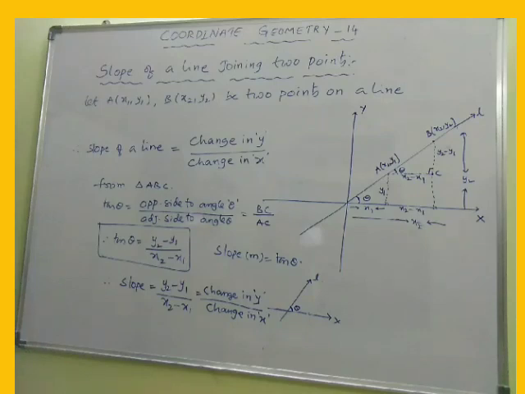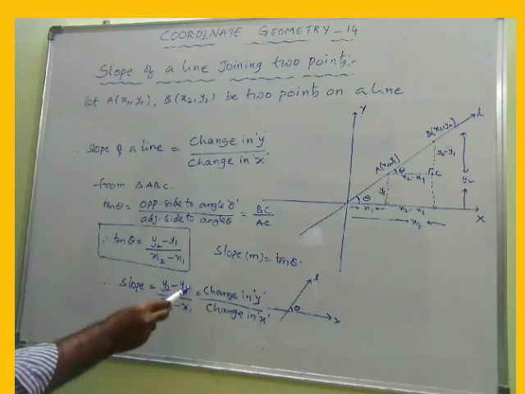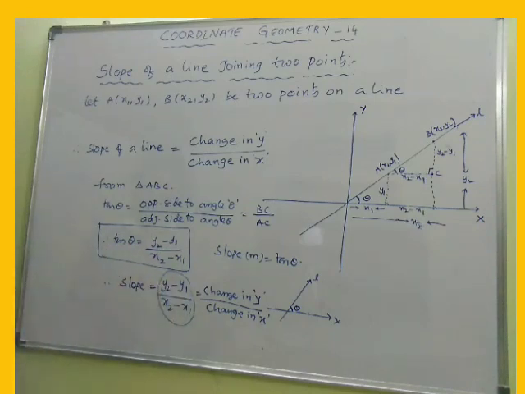So from this we can conclude that when two points are given to you, that is capital A (x1, y1) and capital B (x2, y2), then the formula to find the slope of the line AB is nothing but y2 minus y1 by x2 minus x1.